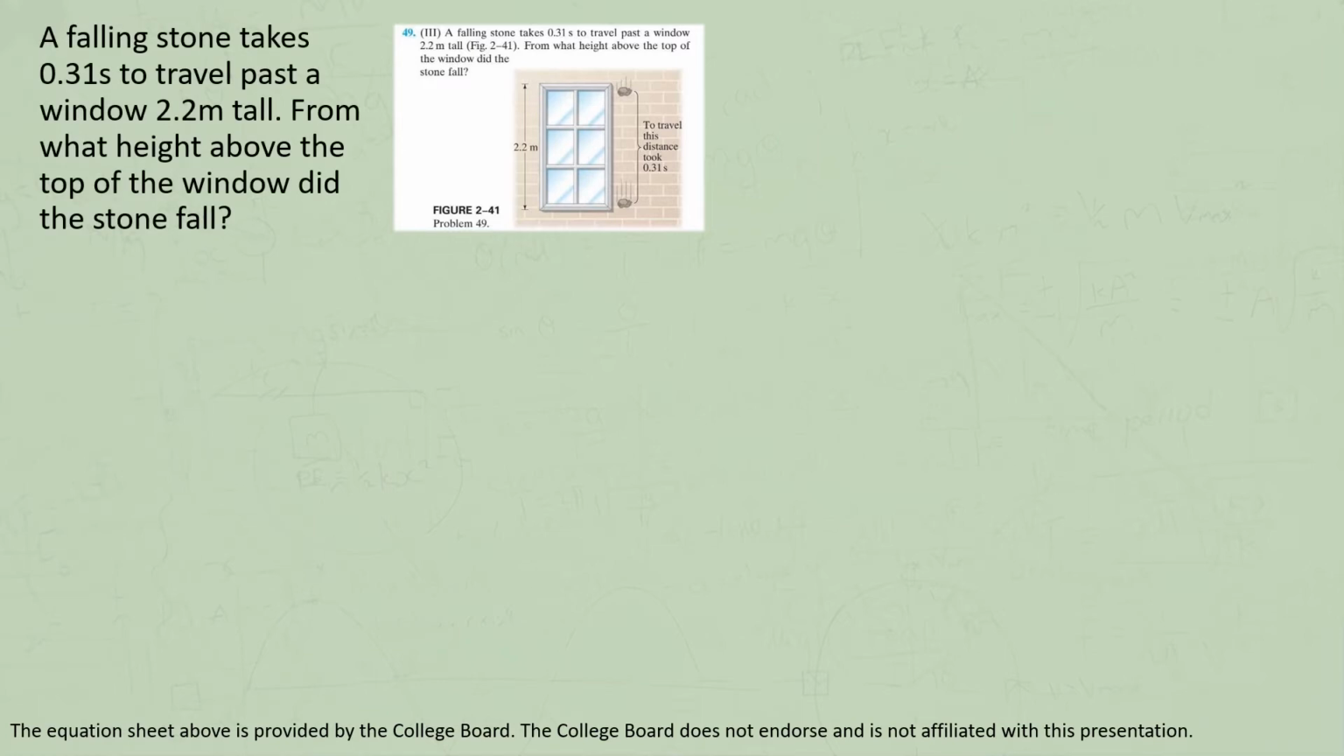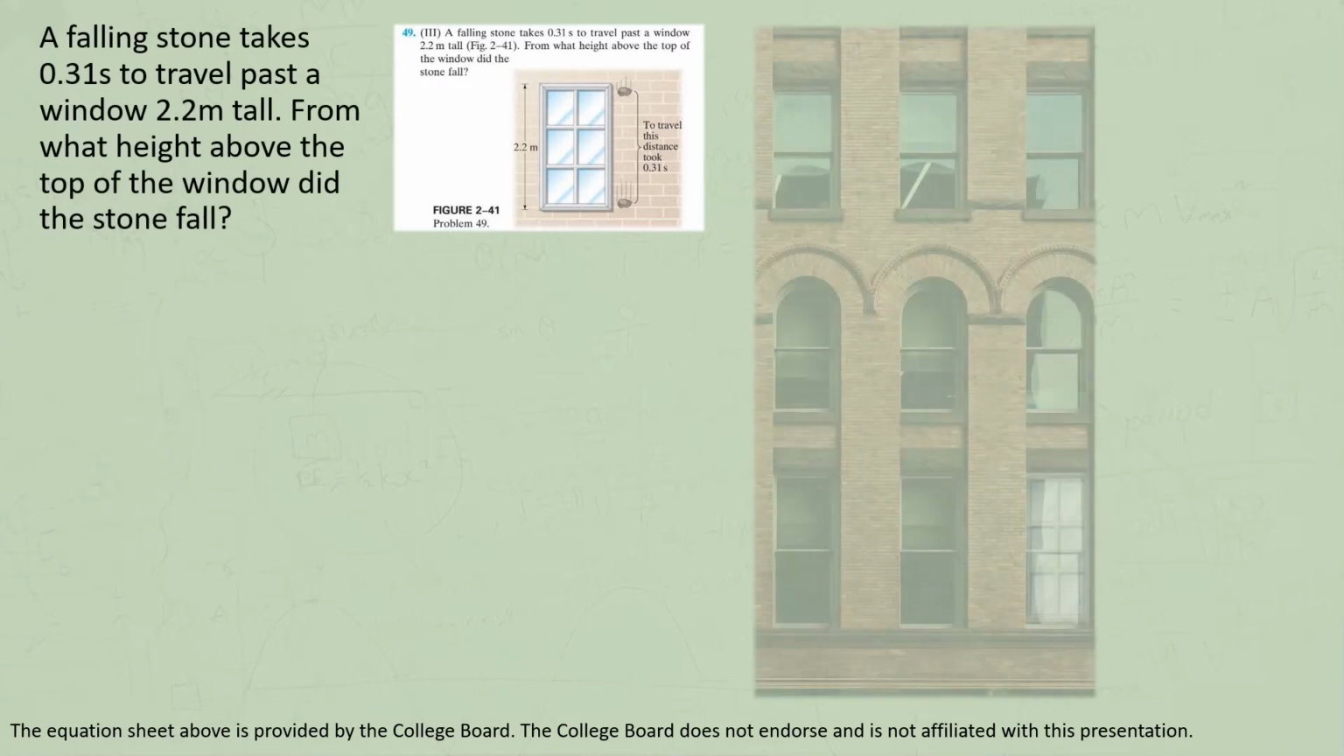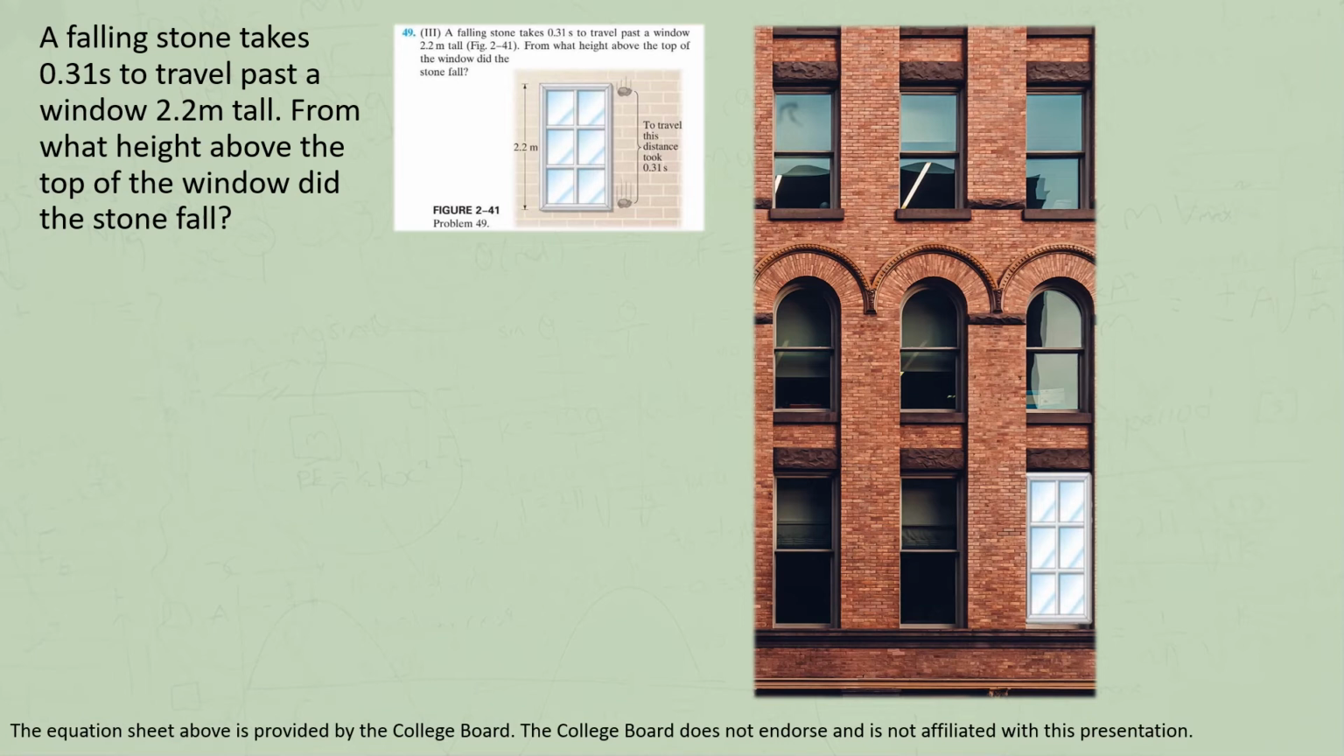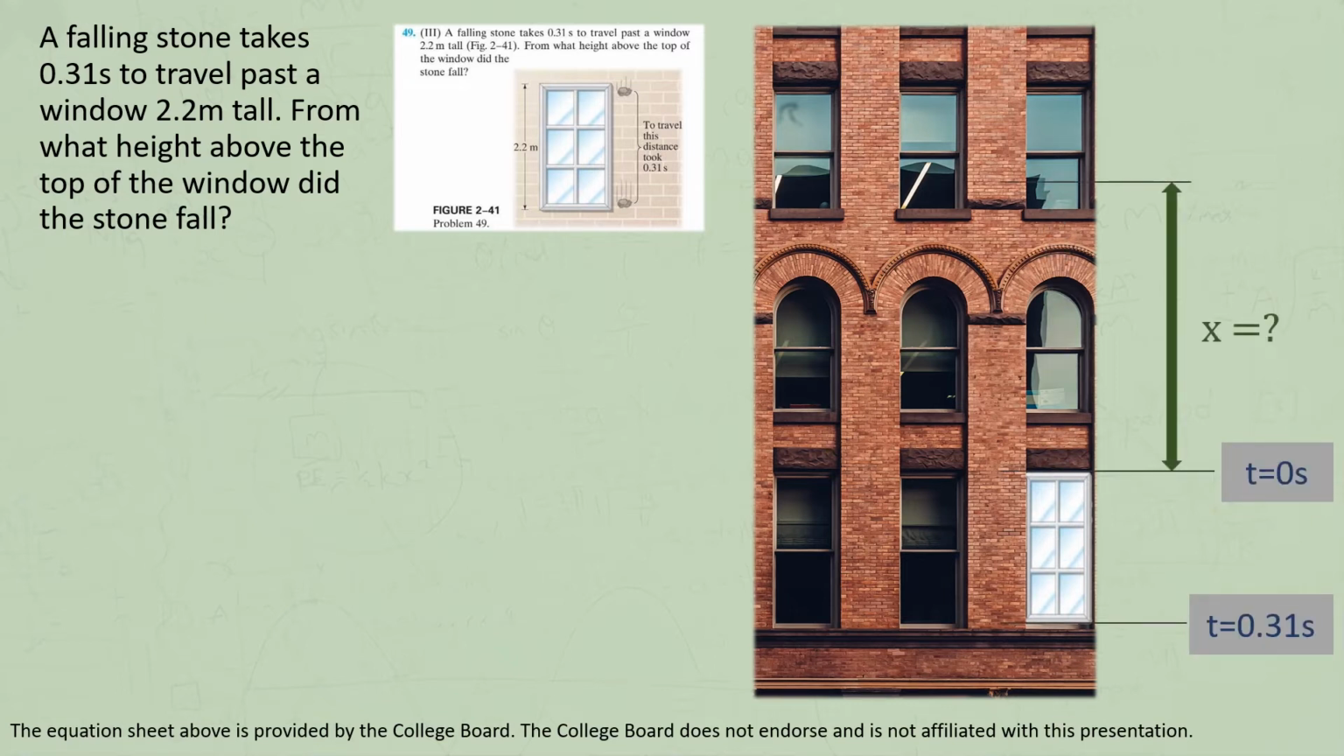A falling stone takes 0.31 seconds to travel past a window 2.2 meters tall. From what height above the top of the window did the stone fall? So, if we start our imaginary stopwatch as the stone passes the top of the window, then this is what we have. But the question asks for this x.